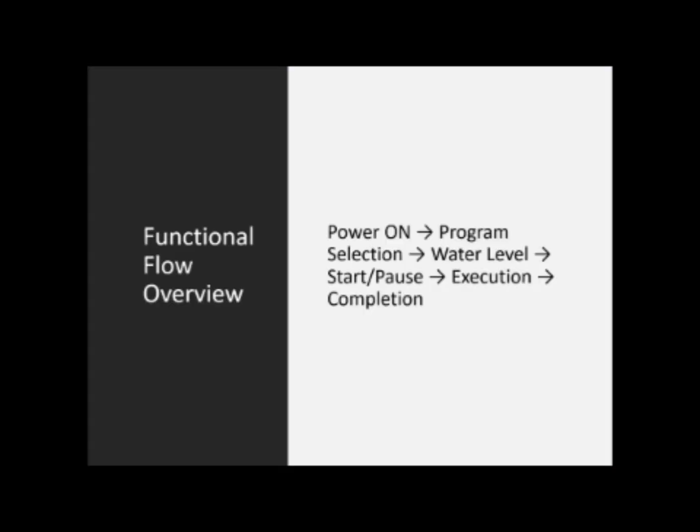The functional flow overview. Here we can see the functional flow overview of the washing machine. The user powers on the machine, then selects the washing program, chooses the water level, and then starts or stops the machine. The controller then handles the washing, rinsing, and spinning cycles. And finally, the display shows a completion message after the completion of the selected program.